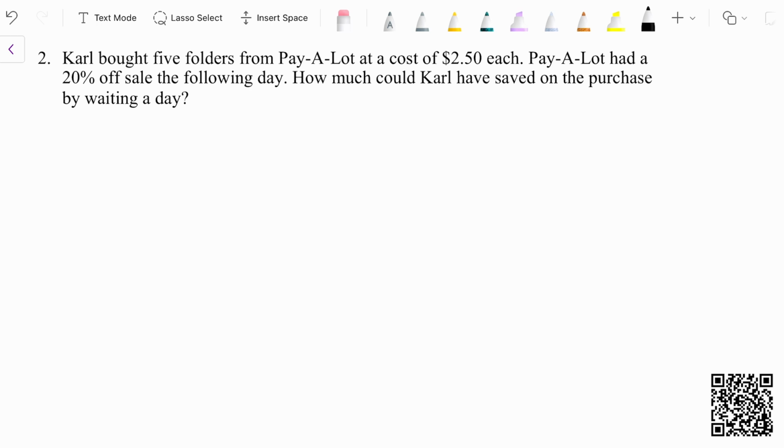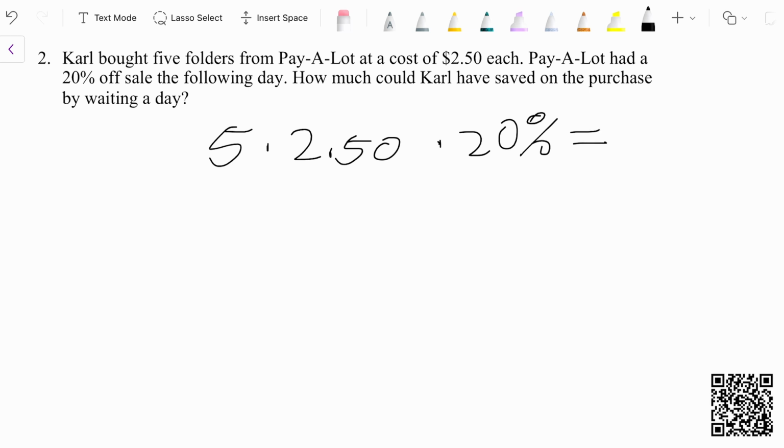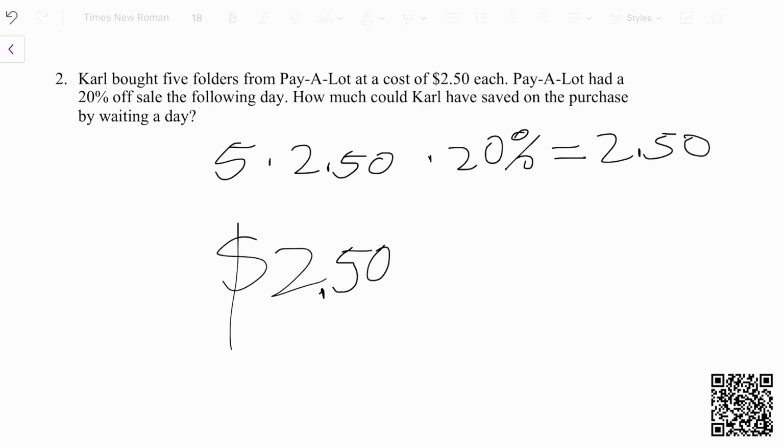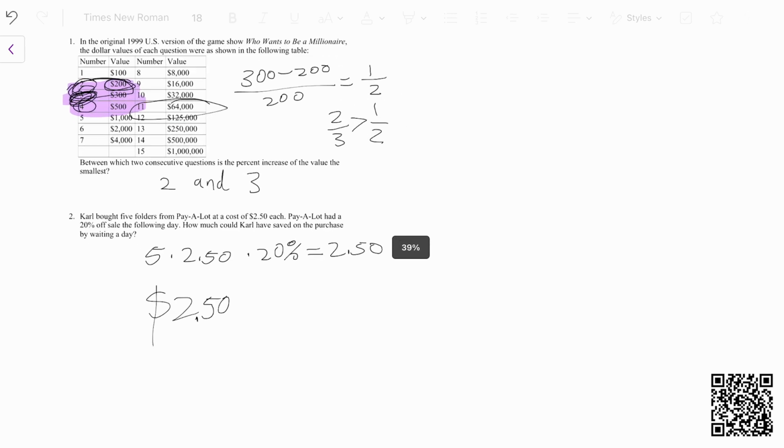So since he bought 5 folders from Paylot at a cost of $2.50 each, and since multiplication is also commutative, if we go 5 times 250, and since they had a 20% off sale the following day, multiply by 20%, which is also equivalent to 0.2. But still, since 20% is 1/5, 1/5 times 5 is 1, so it's just $2.50. He could have saved enough money to buy another folder. That's a lot for just a folder, but okay.